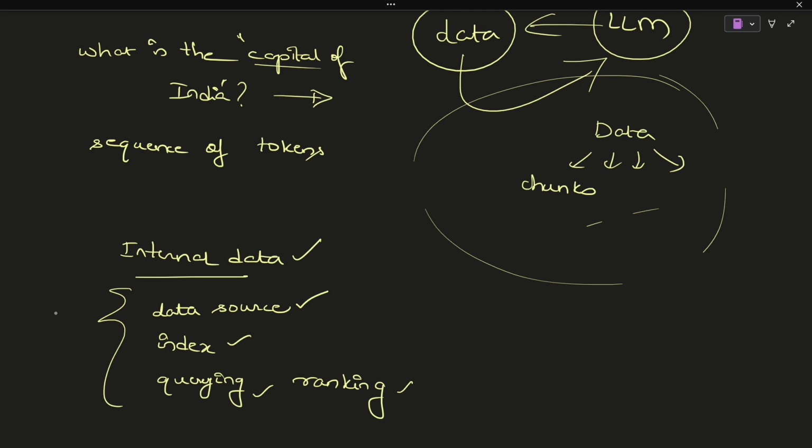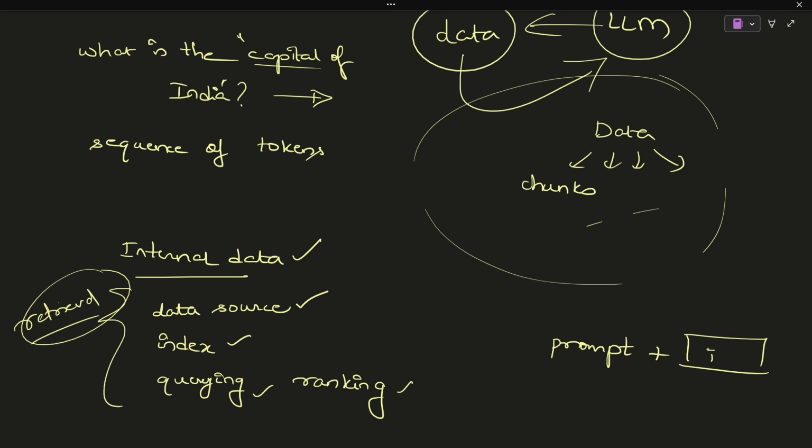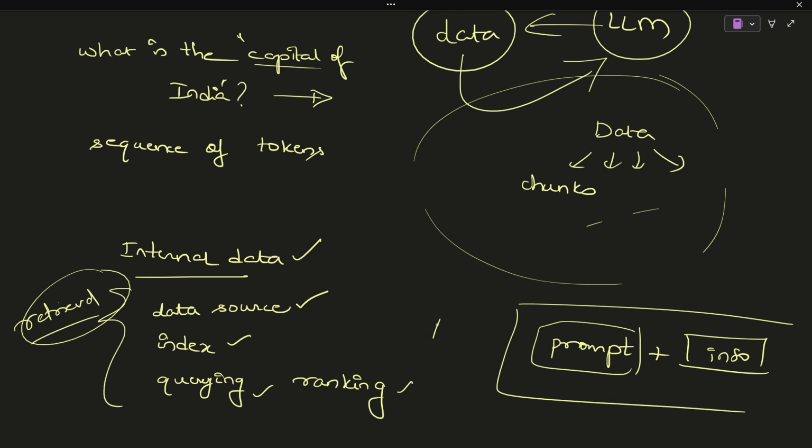This complete process is the retrieval process. You are retrieving the required format of data from the data source, and augmentation is just adding this retrieved information to your prompt. So prompt plus this info. You are adding this on top of your existing prompt. This is your augmentation step, and generation is obviously taken care of by the LLM. That's RAG for you.